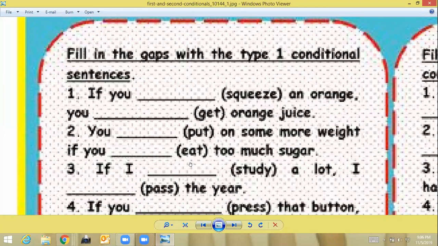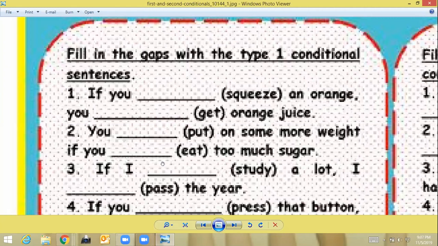I do. Okay, please. If you squeeze an orange, you will get orange juice. Good. If you squeeze an orange, you will get orange juice. What about number two? Someone else? What's going to be the result if you eat too much sugar? Anybody? More weight. You will put. You put on some more weight if you eat too much sugar. Exactly. So if you eat a lot of sugar, you will put on some more weight.